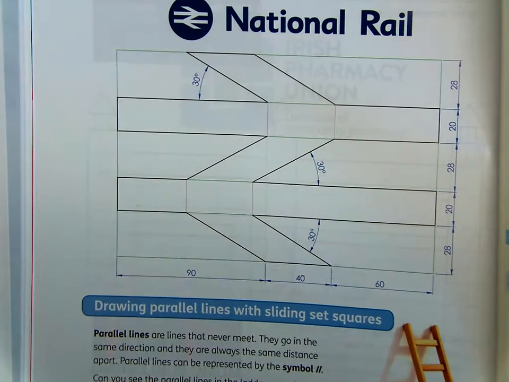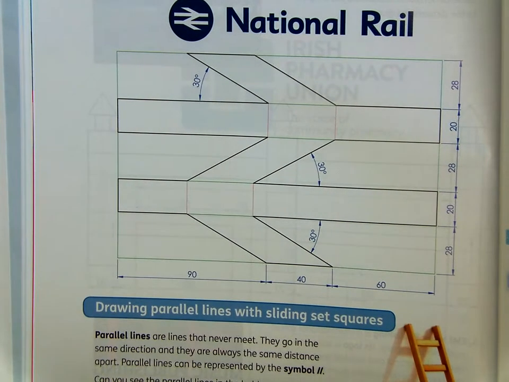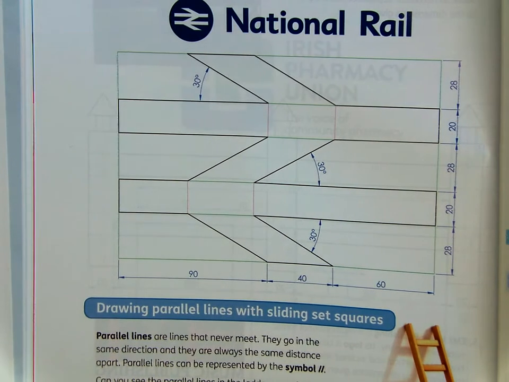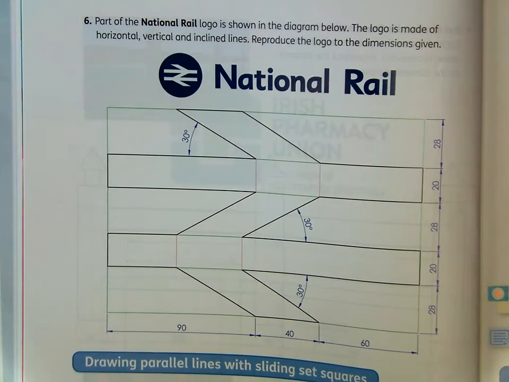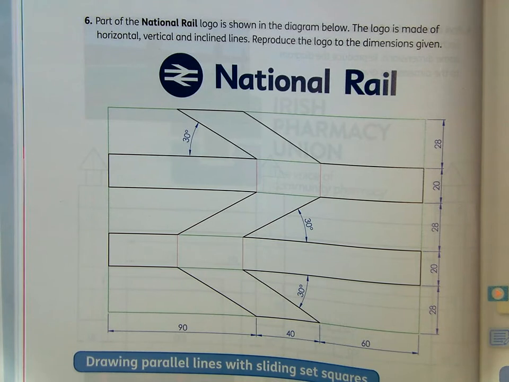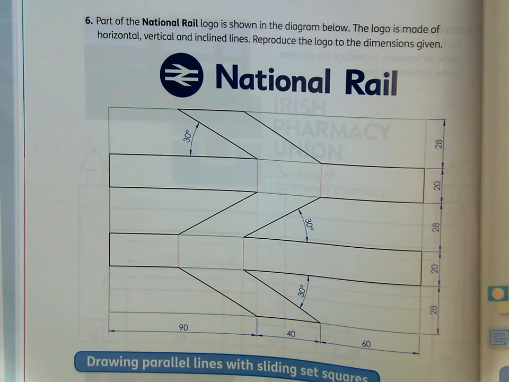Okay, so this week we're looking at page 22 of the World of Graphics book, and we're going to look at an inclined lines question. So, question 6. Part of the National Rail logo shown in the diagram below. The logo is made of horizontal, vertical and inclined lines. Reproduce the logo with the given dimensions.